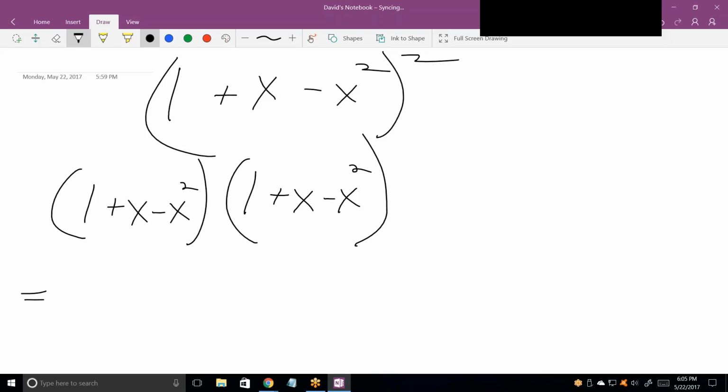And always try to follow the same pattern when you do these. Don't jump around. You know you have to multiply every term by every term and add them all together, but do it in an orderly fashion. Okay. The first term, 1. Second term, x. Keep going. Minus x squared.